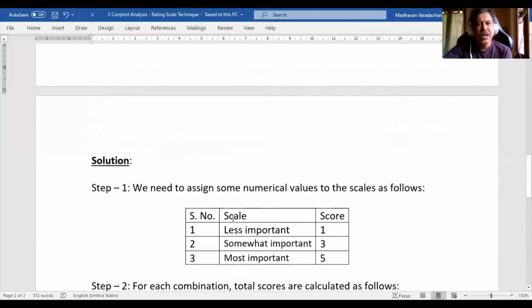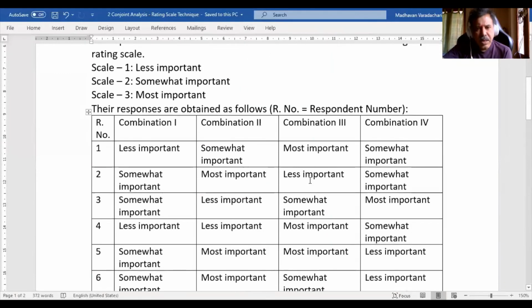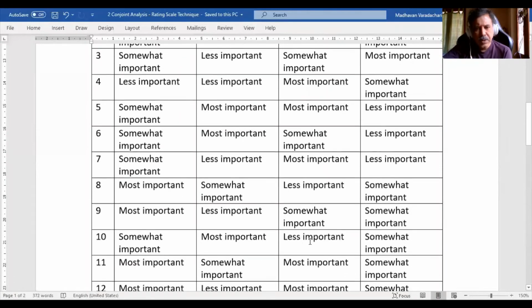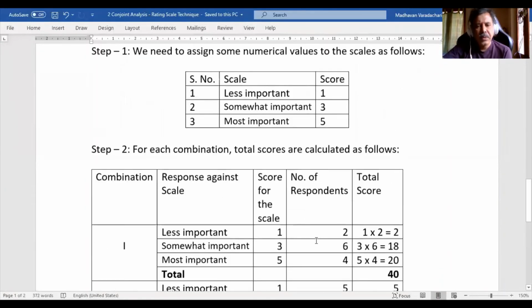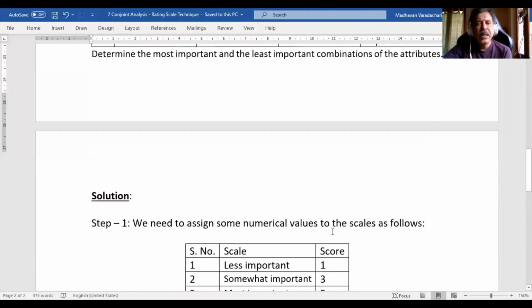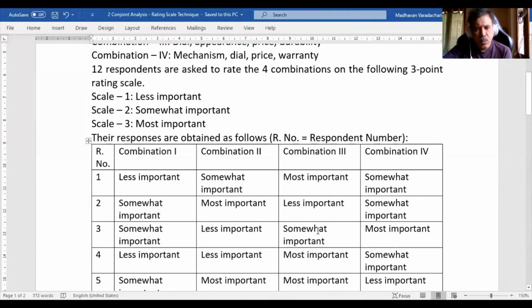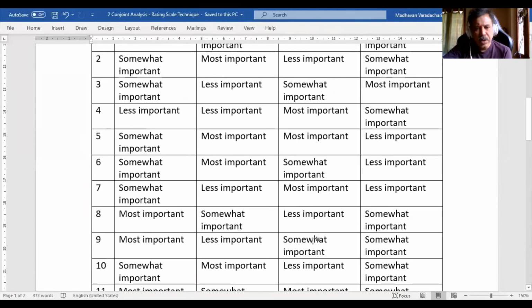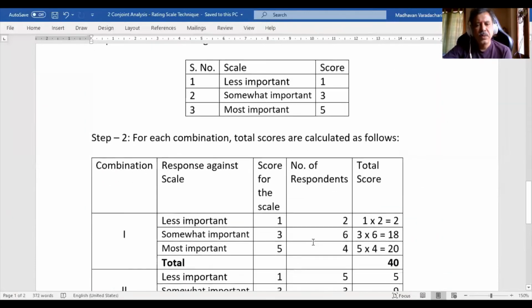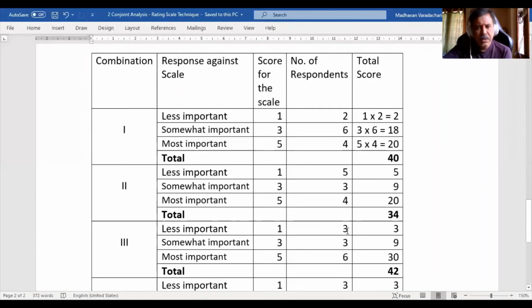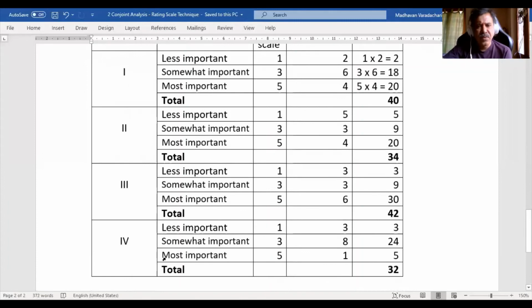Next, the third combination. If we count less important, one, two, three, three people. So here I wrote three. Then somewhat important in the third combination, one, two, three, three people. So we have written three also. So 3 plus 3 is 6. In total there are 12 respondents, so the balance, most important, should be 6 respondents. Similarly, we do it for the fourth combination also, and we obtained these results.